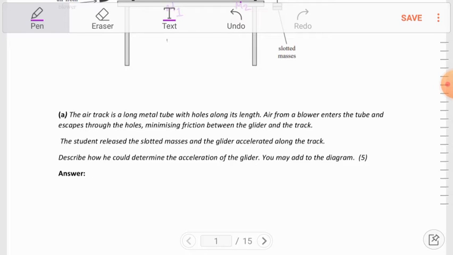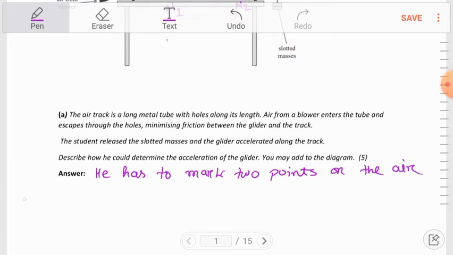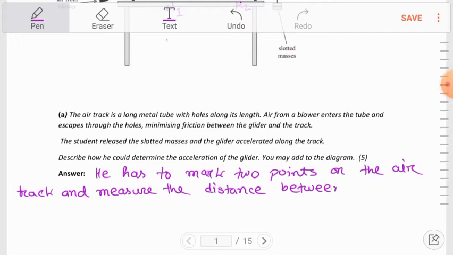We will write, he has to mark 2 points on the air track and measure the distance between the 2 points using a meter ruler.